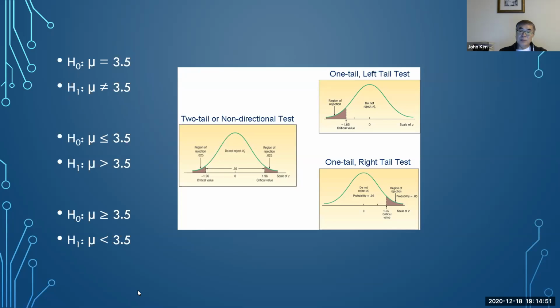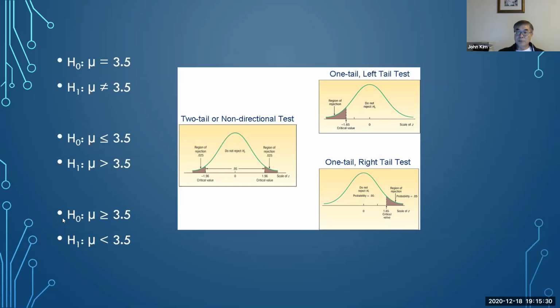So the null hypothesis is H0, and it's about the population. So this notation is mu, the population mean. If it is a two tail non-directional test, then there are two rejection areas. So a non-directional two tail test looks like this. Only the equal sign in the null hypothesis, and the opposite of this equal sign is not equal.